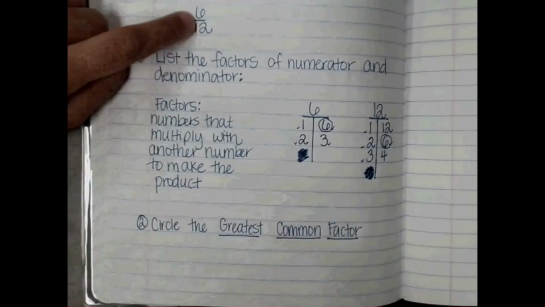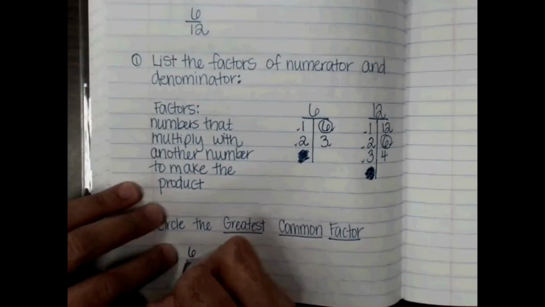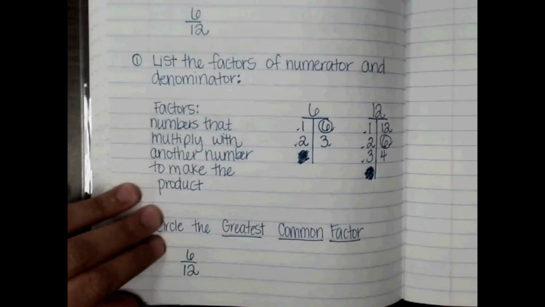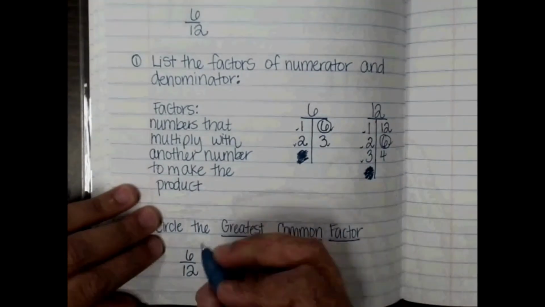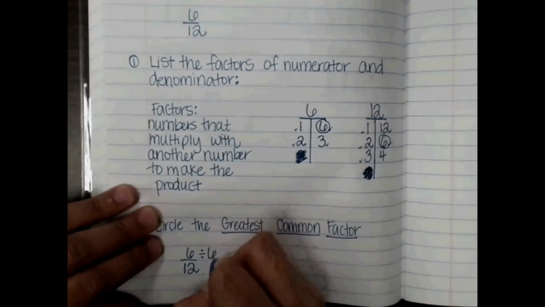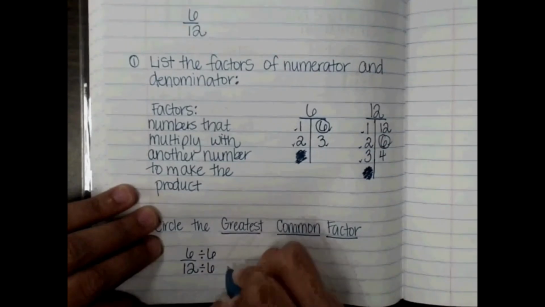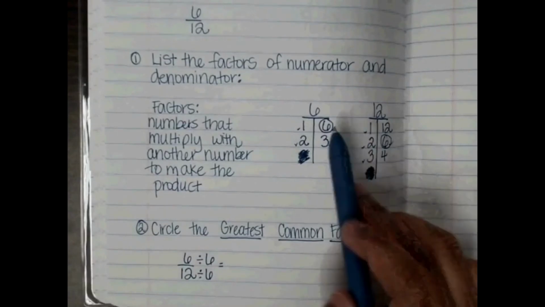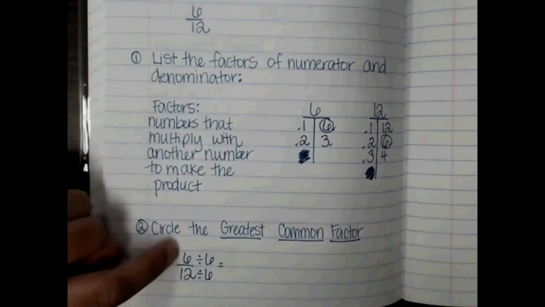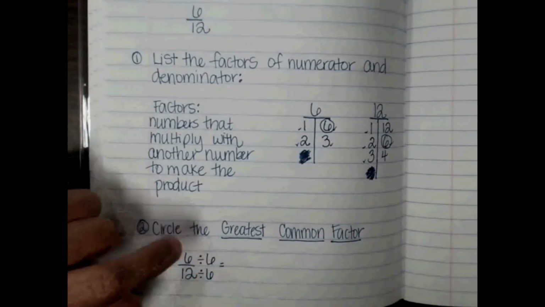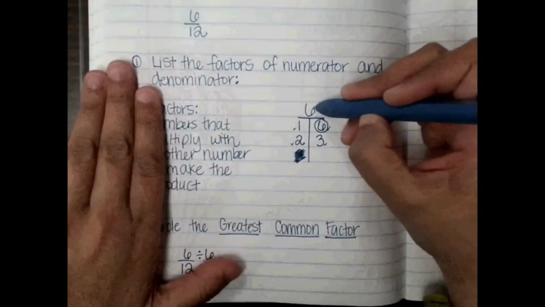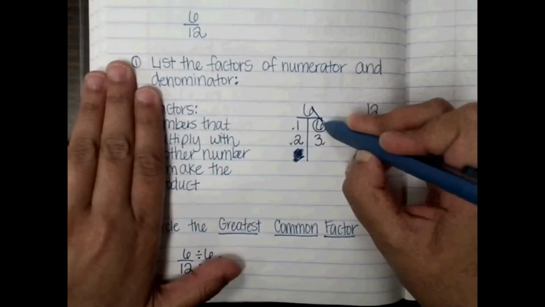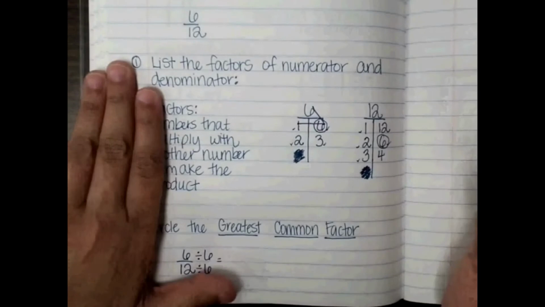So you're going to take your original fraction and you're going to write it, and then you're going to divide them both by 6 because they both can be divided by it. So you're going to write divided by 6. Now if you don't know your division facts, I use this as a shortcut. So this is 6 divided by 6. So what I do is I start here and I make a triangle. 6 divided by 6 equals 1.